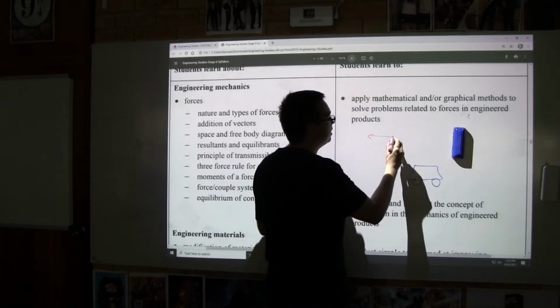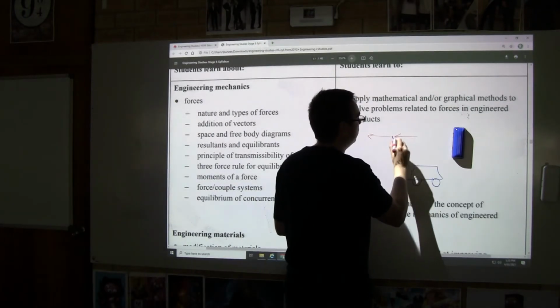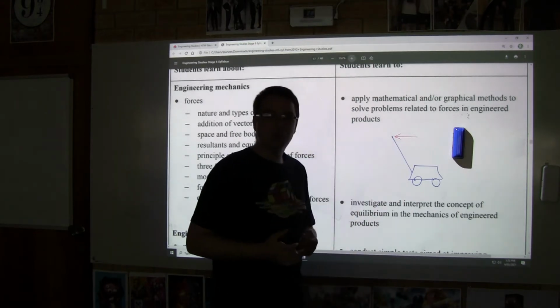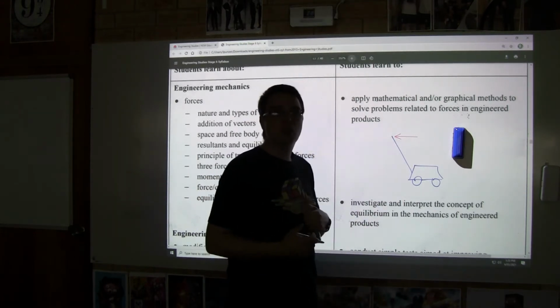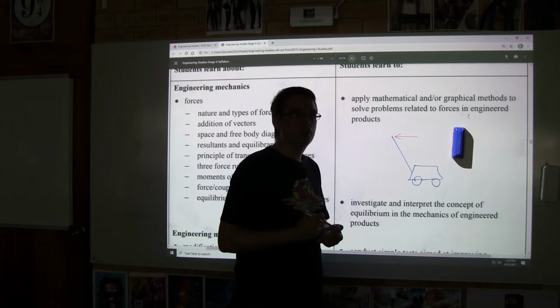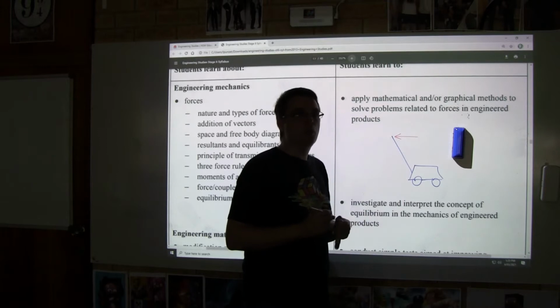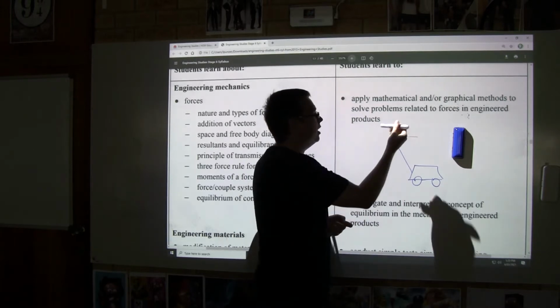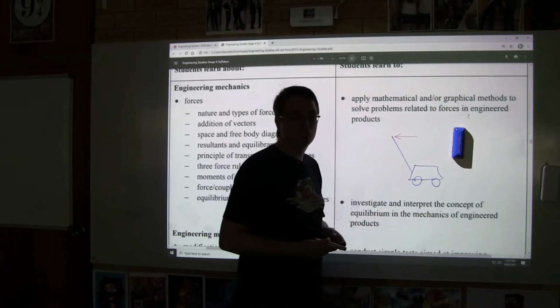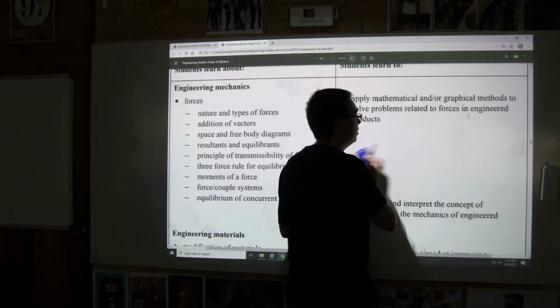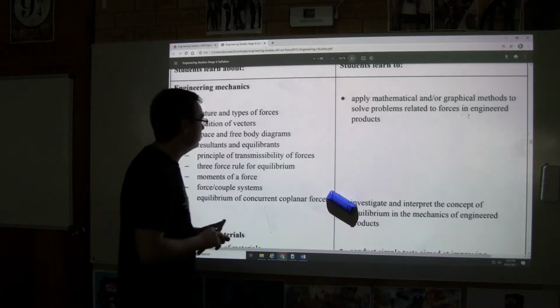But as long as this angle is the same, and as long as it's touching the same point, it doesn't really matter if I draw the arrow up to the left or the right. We call that the transmissibility of forces. It means that the force is the same whether it's to the left or the right of where we're coming from, as long as the angle is the same and the point of application is the same. We're going to talk more about that later, but that's the concept. It's fairly simple. It's not a question I'm likely to ask you in an exam.